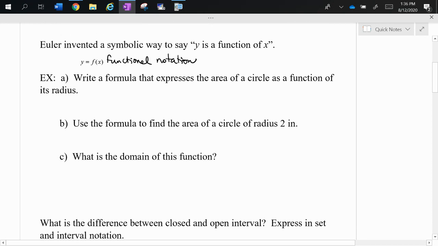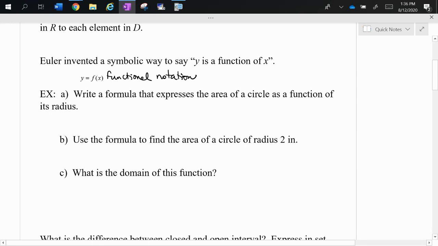So let's look at this example. Write a formula that expresses the area of a circle as a function of its radius. The area as a function of the radius. When we say that the area is a function of the radius, we're saying that the area depends on the radius. So the area is, we know, pi r squared. And if we want to write this in functional notation, instead of just calling it A or y, we could call it A of r. A as a function of r, written in functional notation.